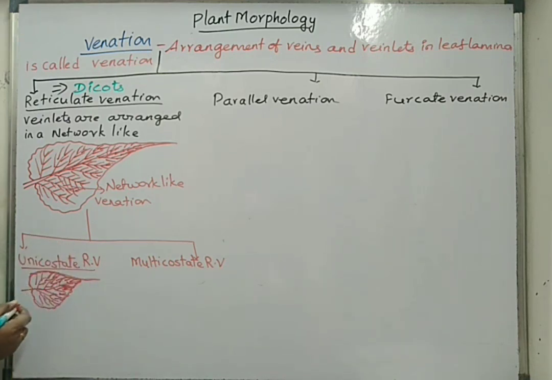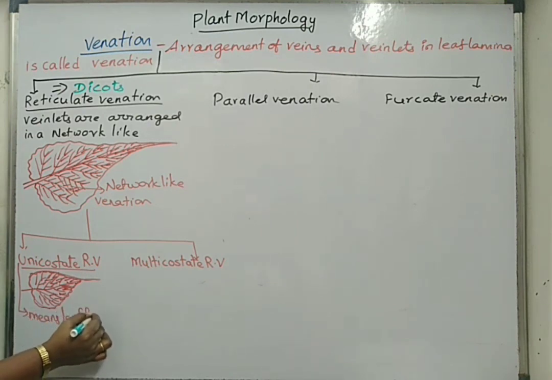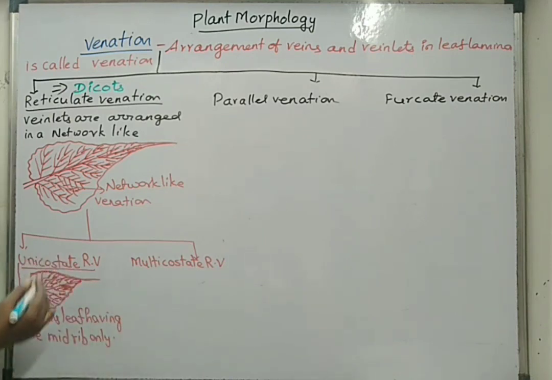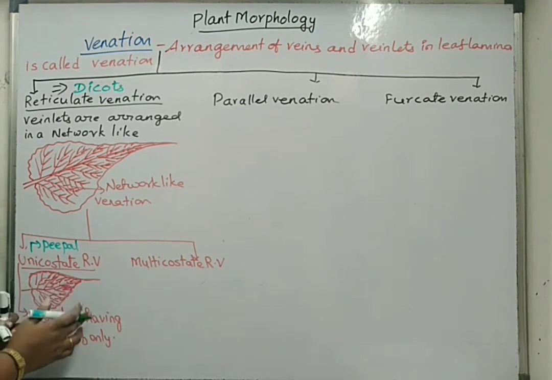Like this. So we can say there is only unicostate means leaf having one midrib only. So examples we can take under unicostate as leaf of peepal tree, or we also can say leaf is Ficus religiosa.